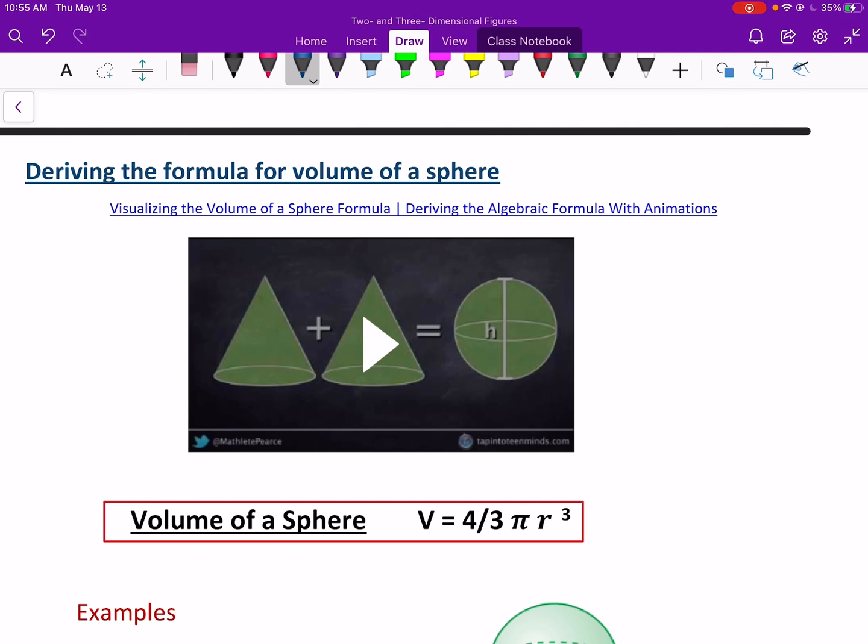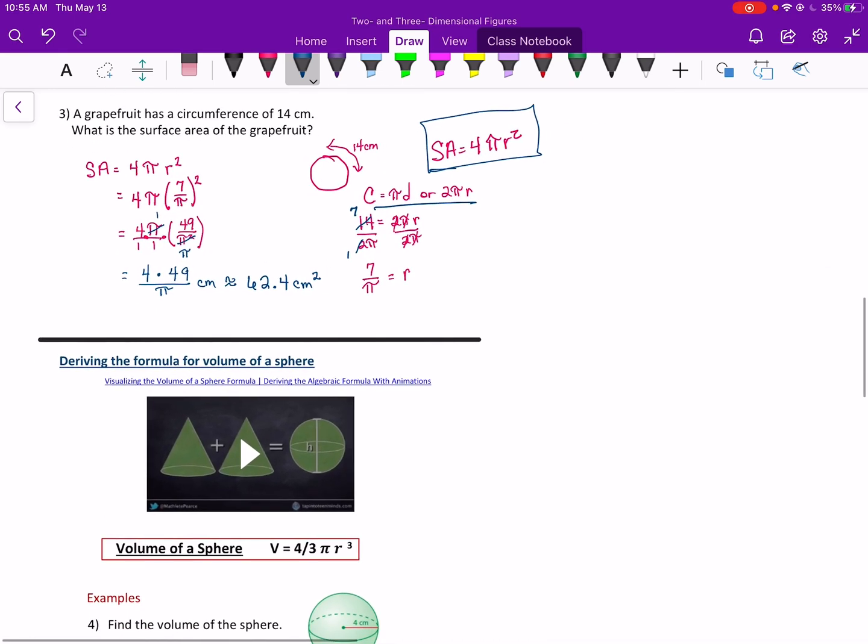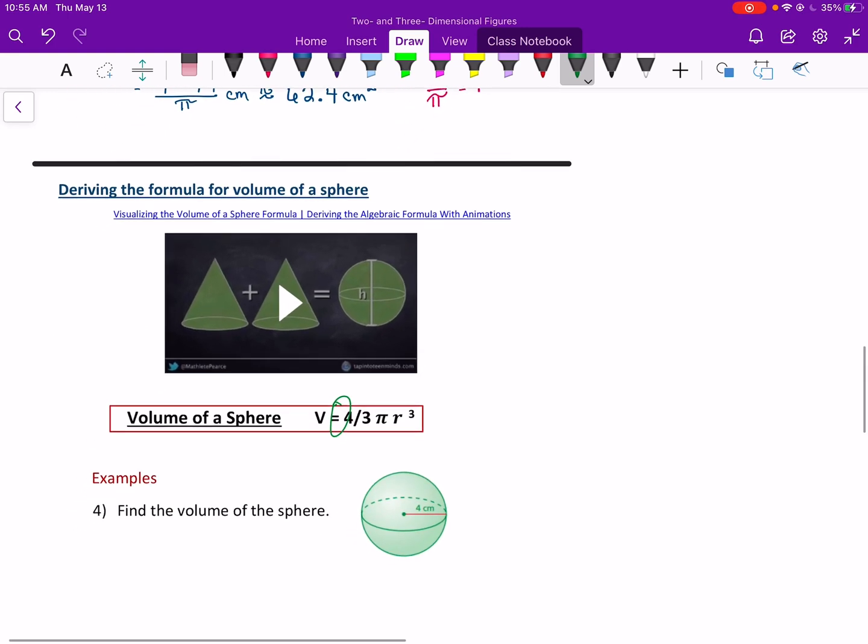The formula for volume of a sphere we're going to use is 4/3 pi r cubed. If you think back to pyramids and cones, they were 1/3. A pyramid was 1/3 that of a prism. A cone was 1/3 that of a cylinder. So notice the 4 up here and the 4 here. So a sphere is 4/3 pi r cubed. Cubed because we're dealing with cubic units.